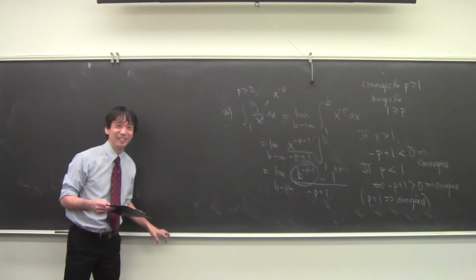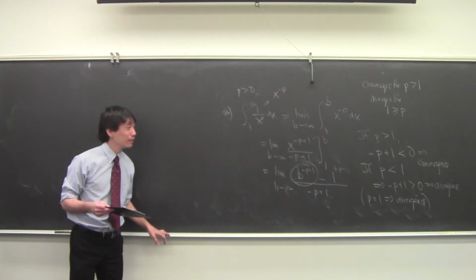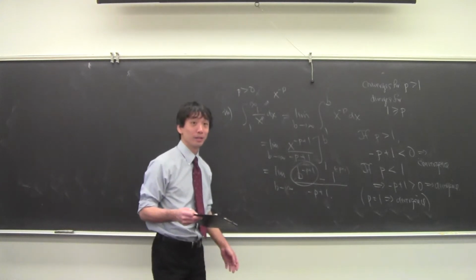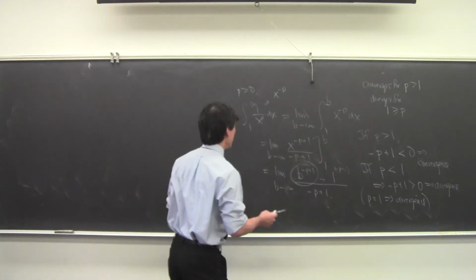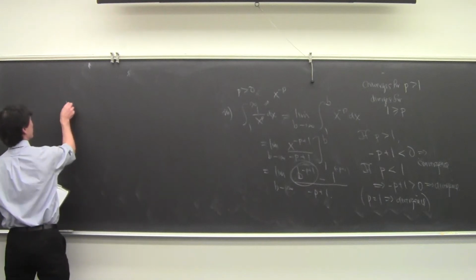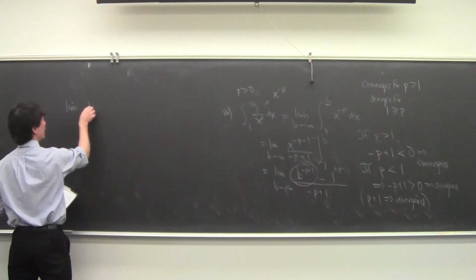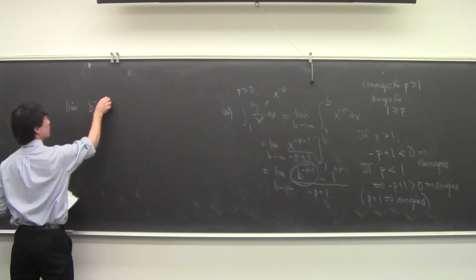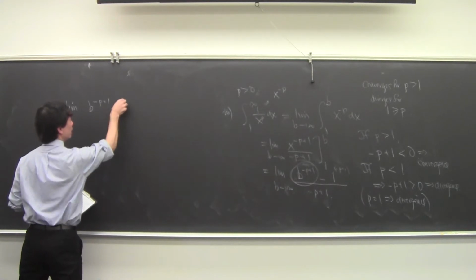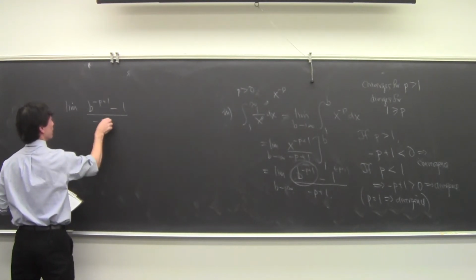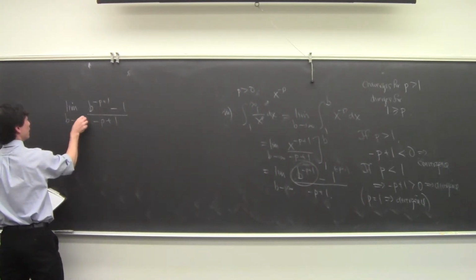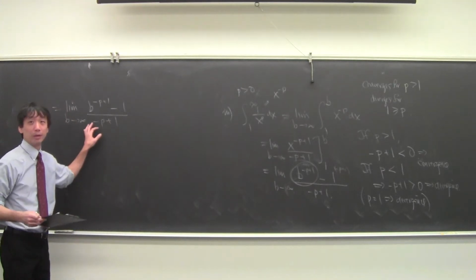Julia, question? Can you explain again how it converges? Yes. Okay. So we've got this thing here. We've got the limit of b to the negative p plus 1 minus 1 over negative p plus 1 as b goes to infinity. This is where we are.